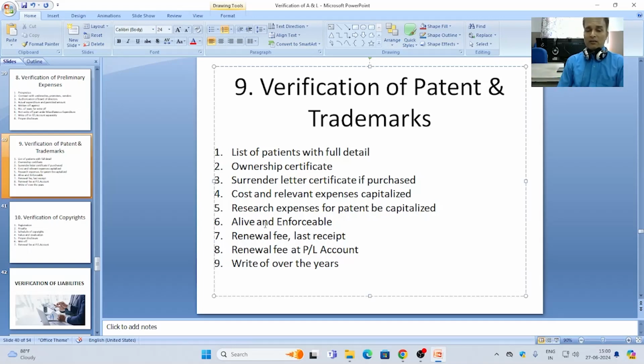The auditor has to check whether the patent and trademark is alive or enforceable. If there is a requirement for its renewal, then he has to check the payment of renewal fees. Regarding the renewal fees, the auditor is required to check the last receipt for validation, because this is the only proof of the renewal of the patent and trademark. The auditor can also verify the payment of renewal fees with the cash book and bank book.